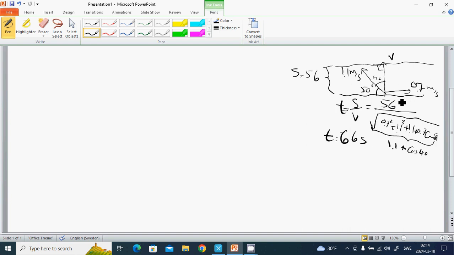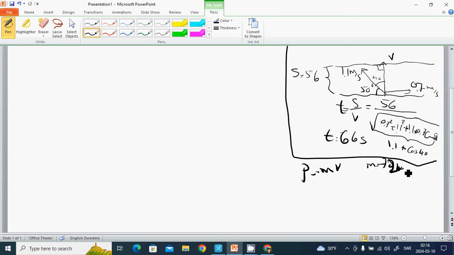Now we are going to talk about forces and movements. Just a second, I must see. We are going to talk about momentum, and it is P equals mv, where P is momentum, m is mass and v is velocity or speed.